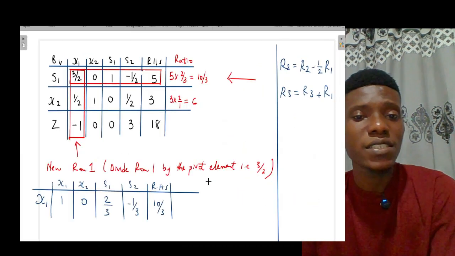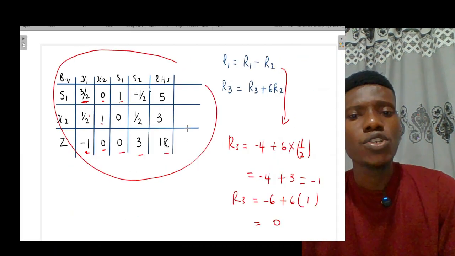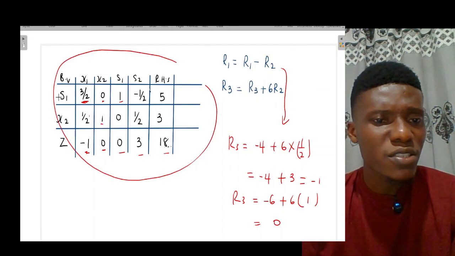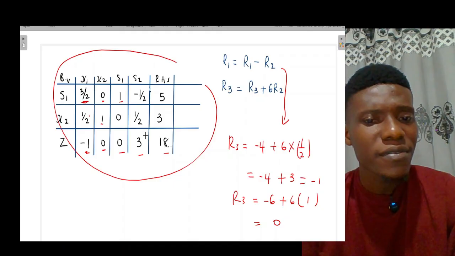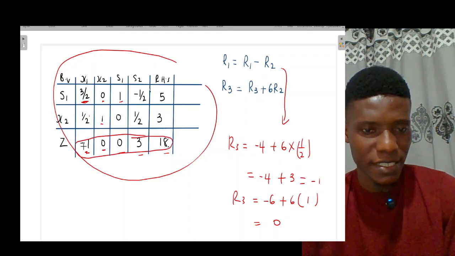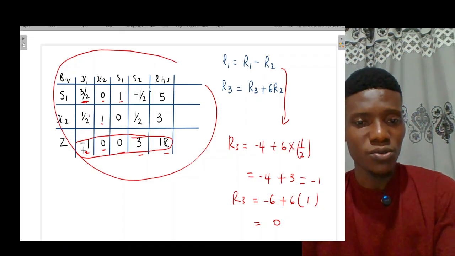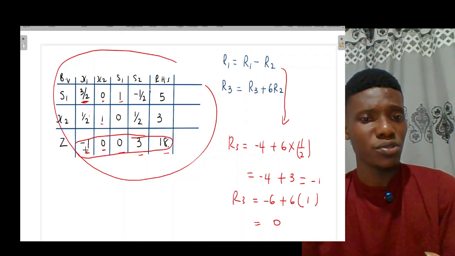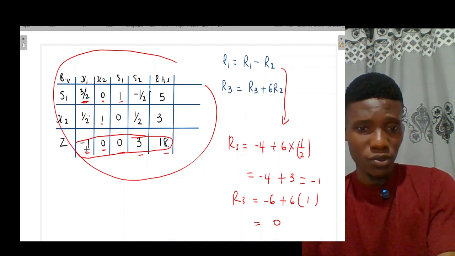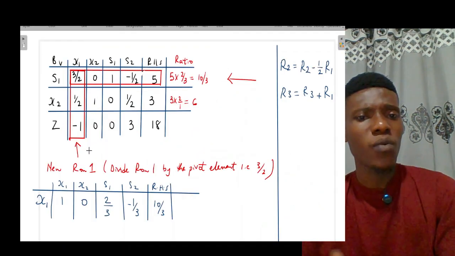So now that you have this new table, there is something you need to check. Until we no longer have a negative sign on this row Z. If you are still having a negative number on this row Z, you have to continue with the next iteration. So you have to start the step all over again. So now we are going to do that.